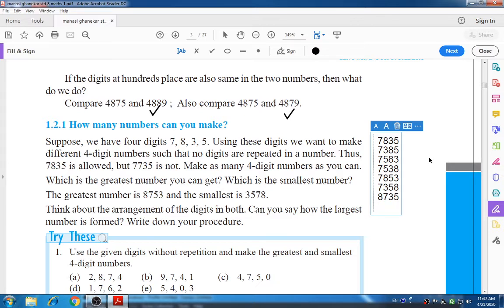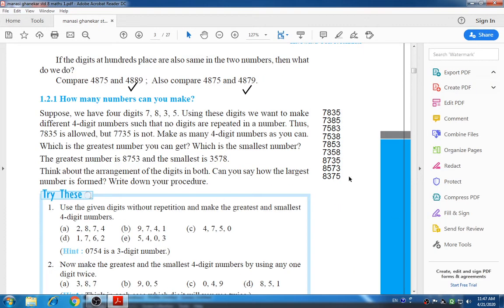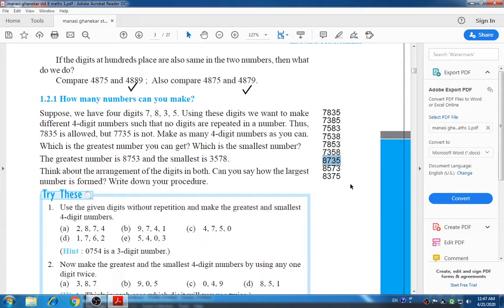As like that, I can also make many numbers which start with 8: 8,735, 8,573, 8,375, and so on. You can make many numbers. Okay, but from those numbers, can you tell me which one is the greatest? Yes, 8,735 is the greatest number from this given list. This one is the greatest number, because at the thousand place there is the greatest digit, that is 8.